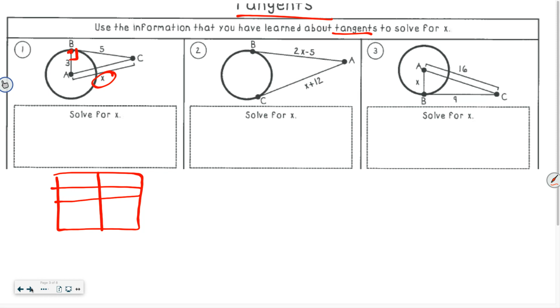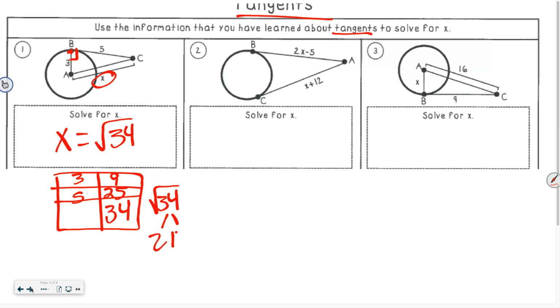So X is what we're looking for. 3 and 5 are my two sides. 3 squared is 9. 5 squared is 25. 9 plus 25 is going to be 34, which means that X is going to equal the square root of 34. And if we check, we can see that the square root of 34 doesn't simplify. So that was either the first theorem or the second theorem, depending on how you want to view it.